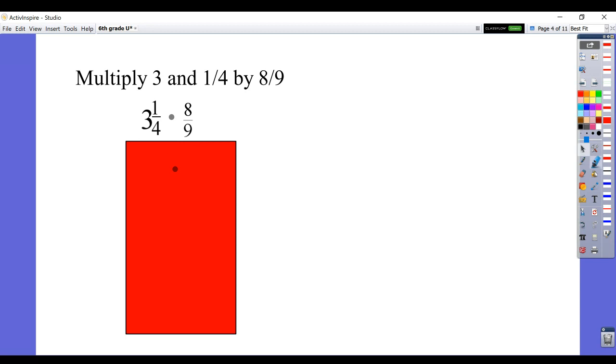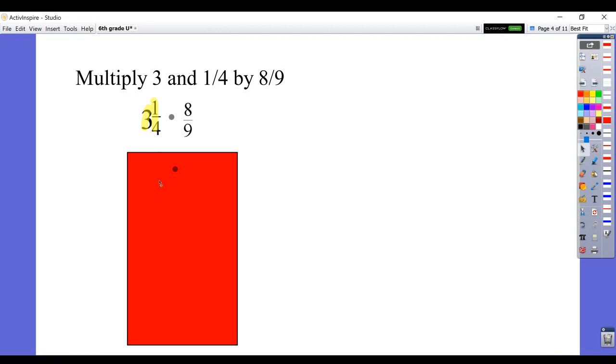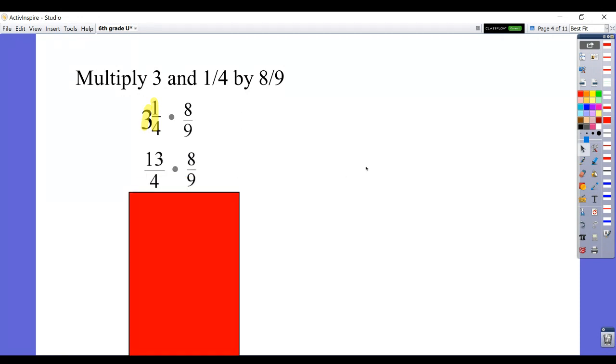And again, you're going to want to change that 3 1/4 to an improper fraction before we can multiply. So 4 times 3 is 12, plus 1 is 13. So we get 13/4 times 8/9. Now we want to be careful. This is not division, so we're not doing a keep, change, flip. Instead, we're just multiplying as we see it.